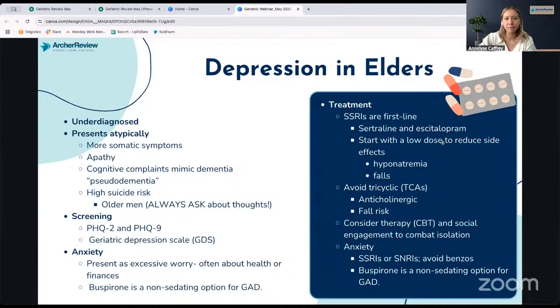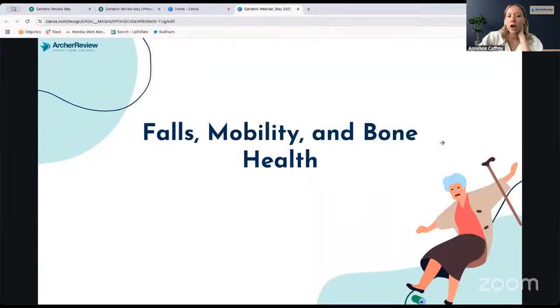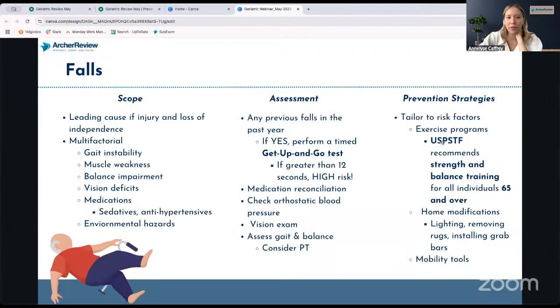addition to medication. Now let's talk about falls, mobility, and bone health. Falls are a lot like toddlers because they happen all the time in a geriatric population. They come out of nowhere and they're a major cause of chaos.